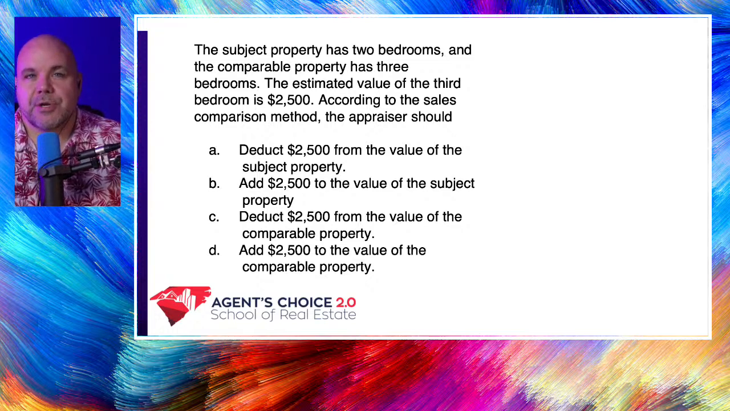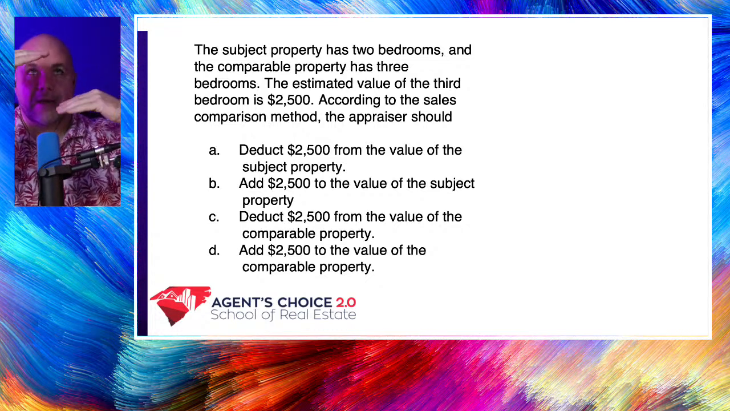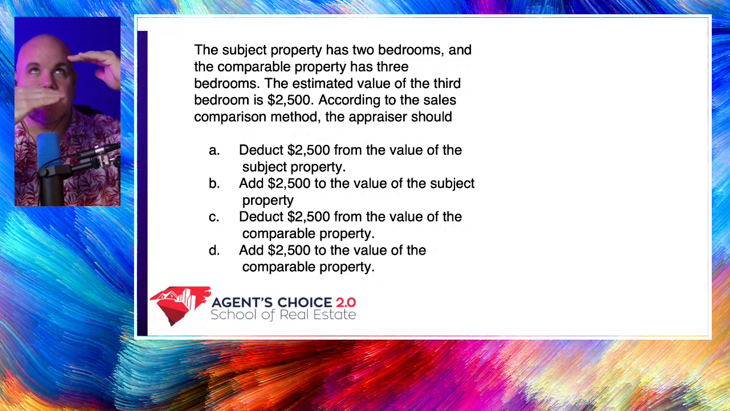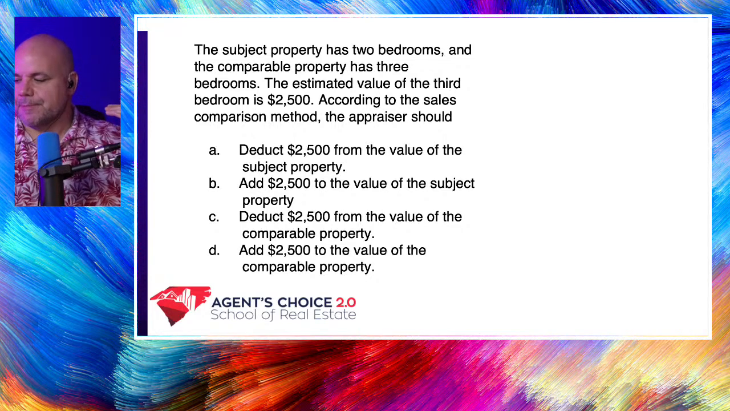Would they add or subtract 2,500? Okay, bring out your hands while you're sitting there in your PSI exam or in your class final. Do this. It's okay, if that's what it takes. Subject property has 2 bedrooms. Comparable has more. It's superior. It's got 3. What do we need to do? Subtract to bring it down to the subject.